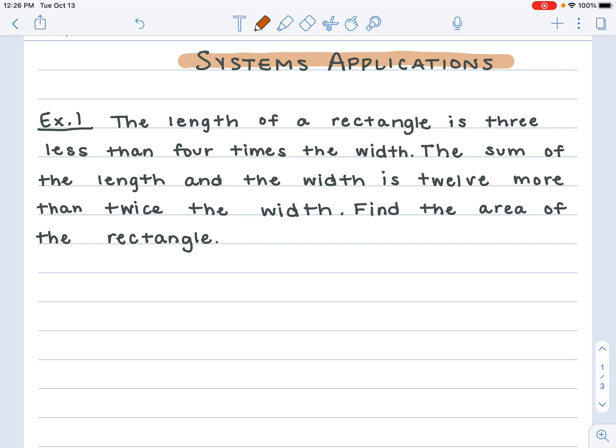All right, today we're going to be doing system applications. What we're doing here is these are word problems, so we're going to be setting up multiple equations with our word problems, and then we're going to be solving it with either substitution or elimination, whichever way you prefer to solve systems. So here's our first example.